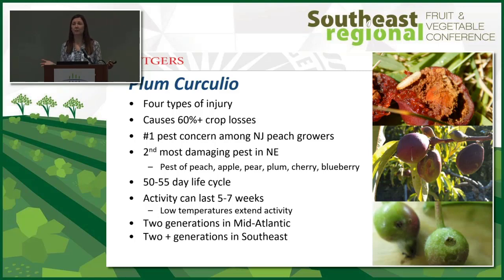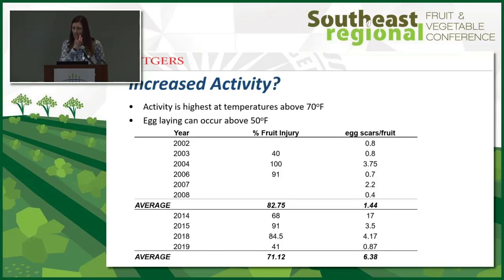It used to be that our growers would spray twice a year for plum curculio right at the beginning of the season. Now we're up to 4 times a year at least. We have 2 generations per year in the mid-Atlantic states, and you guys down here have at least 2. It looks more like 3. So activity is highest at temperatures above 70 degrees Fahrenheit, but egg laying can occur anywhere above 50 degrees.